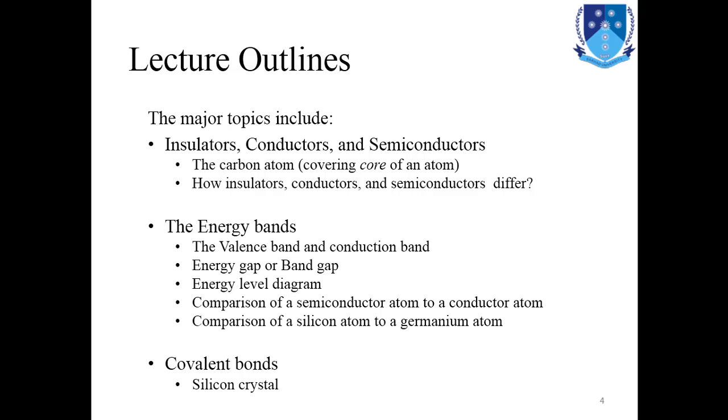After discussing the energy level diagrams, we will compare two atoms, one from semiconductors and one from conductors. After comparing the semiconductor atom with the conductor atom, we will compare the two most popular semiconductor atoms, that is the silicon atom and the germanium atom. We will finish our lecture by discussing the covalent bonds and the silicon crystal.